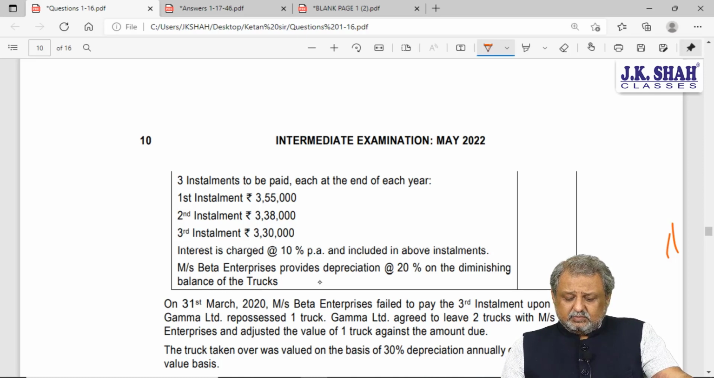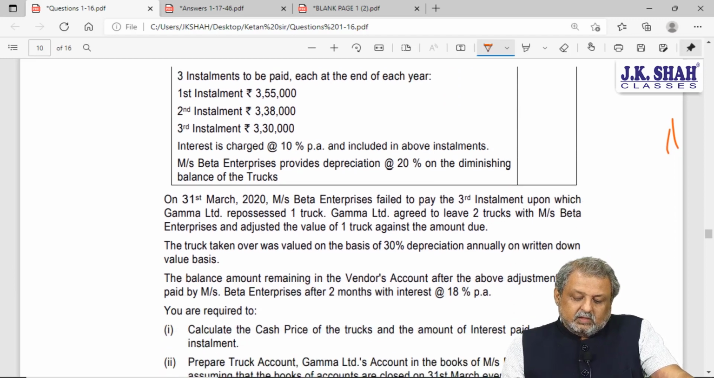Beta Enterprise provides depreciation at 20% on the diminishing balance method on the trucks. On 31st March 20, Beta Enterprise failed to pay the third installment, upon which Gamma Limited repossessed 1 truck. Gamma Limited agreed to leave 2 trucks with Beta and adjusted the value of 1 truck against the amount due. The truck taken over was valued on the basis of 30% depreciation annually on WDV.